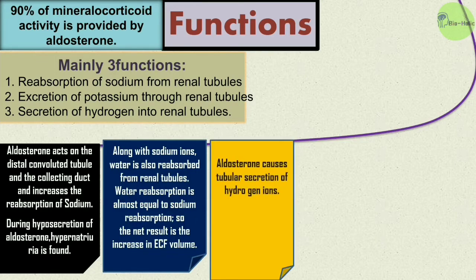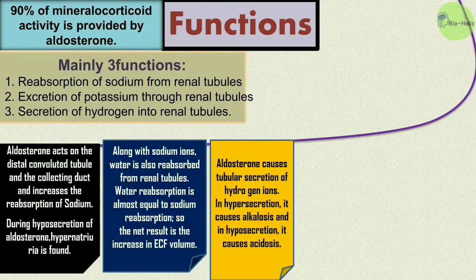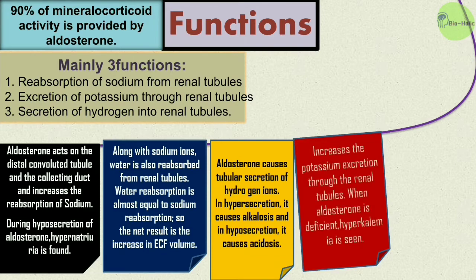Third one is the aldosterone causes tubular secretion of hydrogen ions. In hypersecretion, it causes alkalosis, and in hyposecretion, it causes acidosis. Fourthly, aldosterone increases the potassium excretion through the renal tubules. When aldosterone is deficient, hyperkalemia is seen.